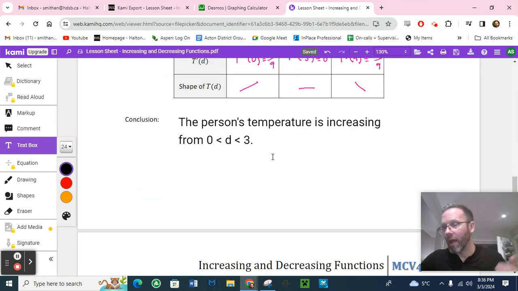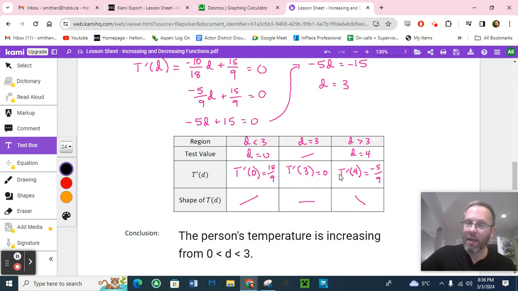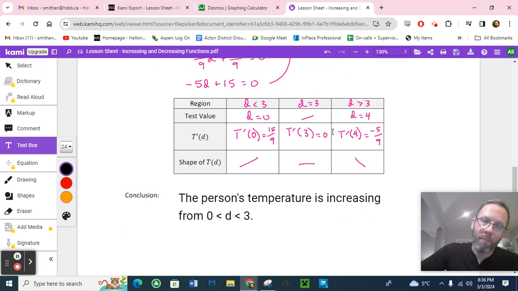And FYI, tomorrow's lesson, we'll start to look at finding those local maximum and minimum values. We actually know what happens at d equals 3. But again, that's something for our next lesson.